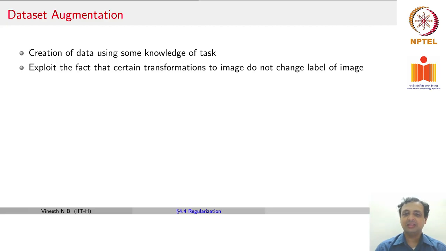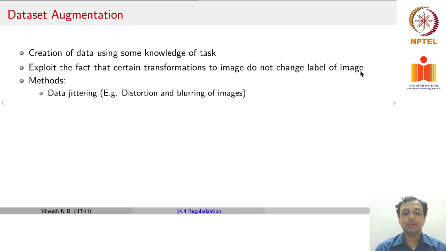You exploit the fact that certain transformations to the image do not change the label of the image. For example, if you had a cat in an image, whether the cat was small in size, large in size, rotated by 30 degrees, or rotated the other way by 60 degrees, the cat is a cat. So why don't we take the original image, make these transformations, and then train the model with all of these, in the hope that it will do well on data it has not seen so far? Because that cat that comes tomorrow in a new image could be rotated. So there are different things that you can do.